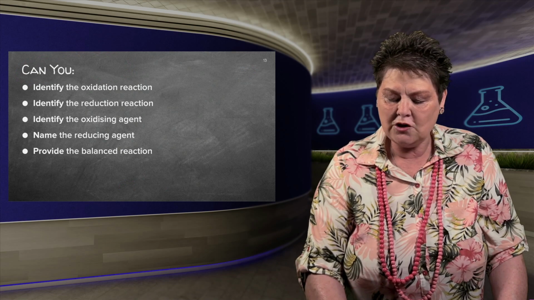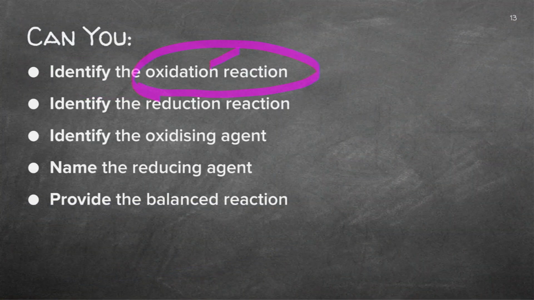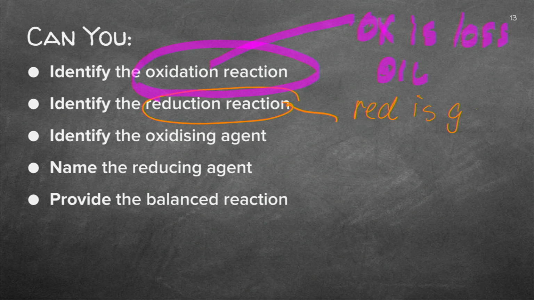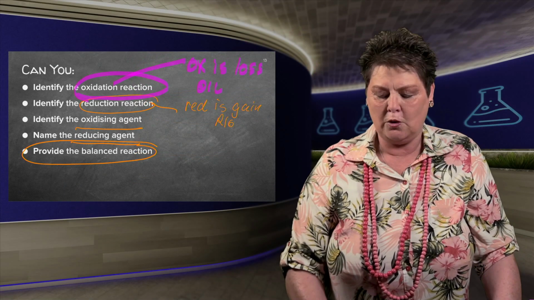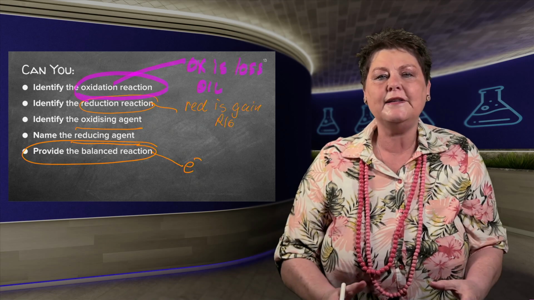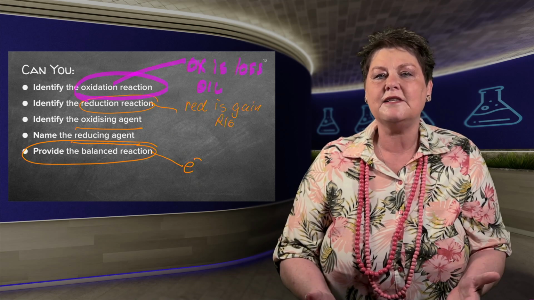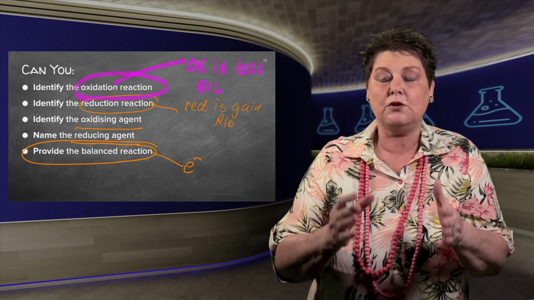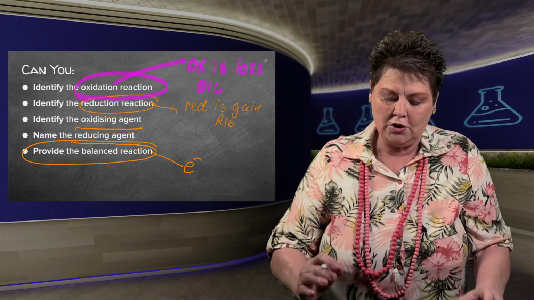Let's just quickly see, can you identify the oxidation reaction? Remember, oxidation is loss, the OIL. And what is the reduction reaction? Reduction is gain, which is the RIG part. Then you've got your oxidizing and reducing agents, and then you've got to balance your equation by balancing your electrons. Have a look at papers that are on the internet, any textbook with exercises. Try and practice this so that when you get this question, you get all your marks.